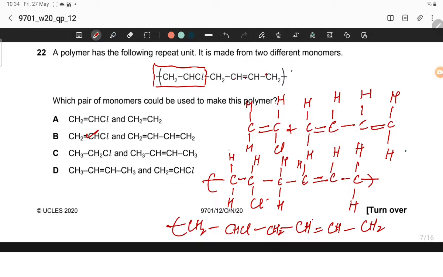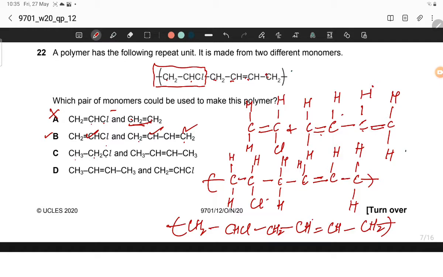This is CH2 and CH and CH. So this is exactly like this molecule. So this might be correct. CH2 CHCl and CH2 CH2. This is 2 carbon, and over here 1 2 3 4 5 6 carbon. So there are 1 2. So this is not correct.